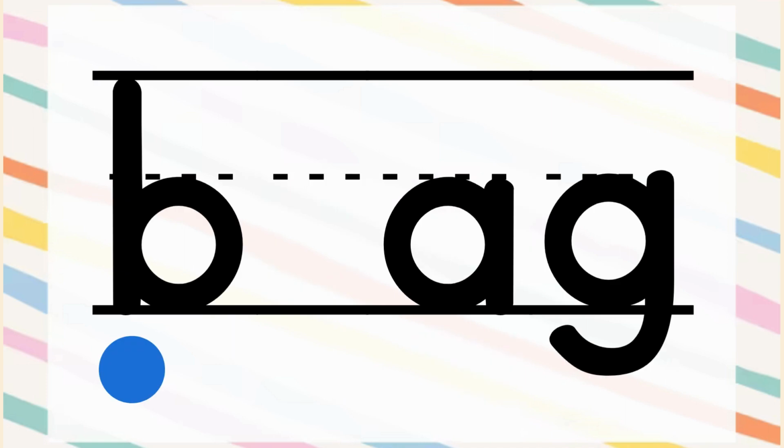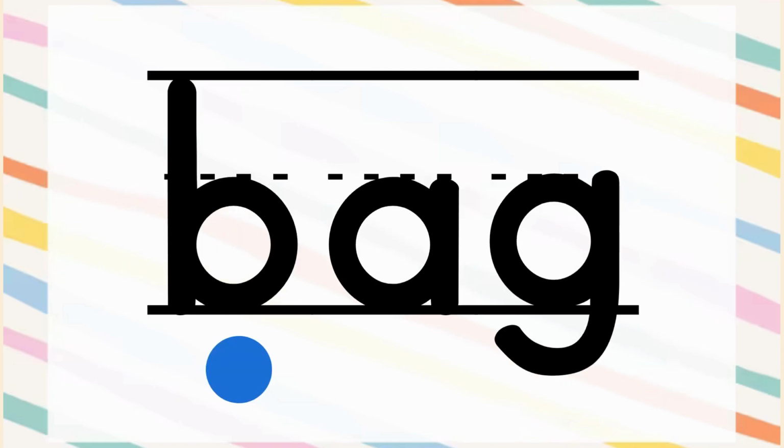Here we have the letter B. The sound of letter B is B, and AG makes the sound ag. So when we read it together, it becomes B, ag, bag.